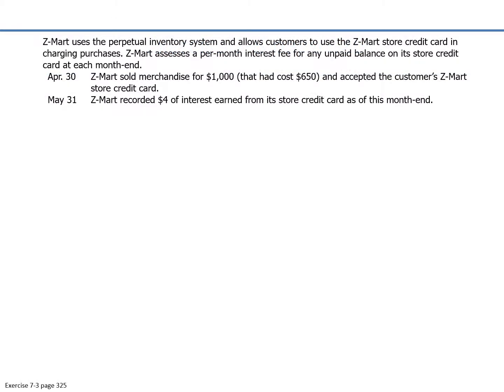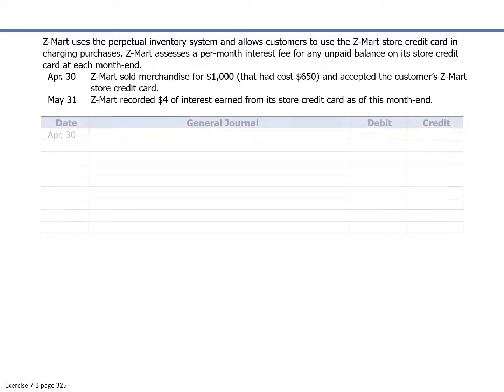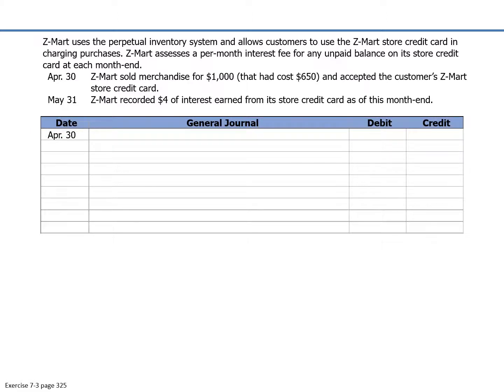So exercise 7.3. Zmart uses the perpetual inventory system and allows customers to use the Zmart store card in charging purchases. Zmart assesses a per month interest fee for any unpaid balance on its store credit card at the end of each month. So on April 30th, they sold merchandise for $1,000 that had cost of $650 and accepted their own store credit card. So we're going to record an account receivable for $1,000. We're going to record sales of $1,000. We're going to record cost of goods sold of $650 and merchandise inventory. We're going to reduce our inventory for the $650 worth of stuff we sold.